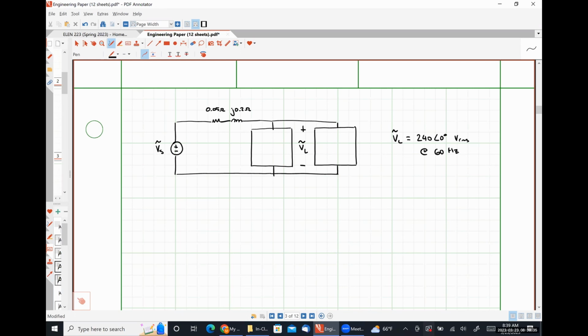Load number 1 absorbs 20 kilowatts at a power factor of 0.7 lagging. Load number 2 draws 12 kVA at a power factor of 0.9 leading.